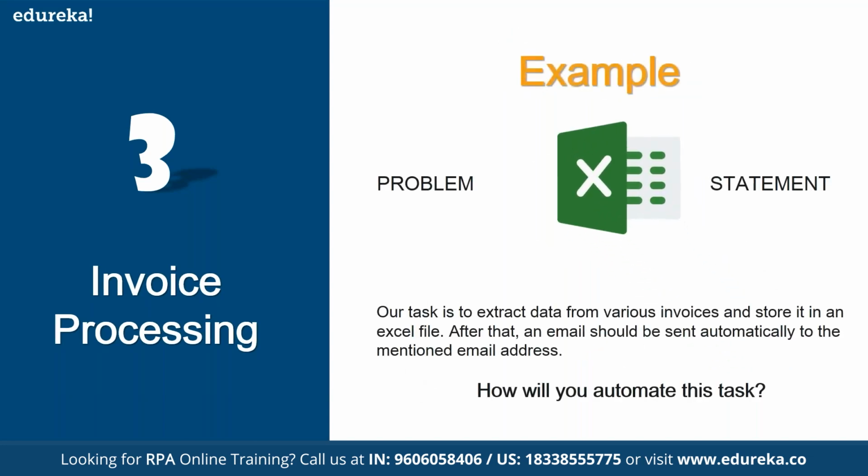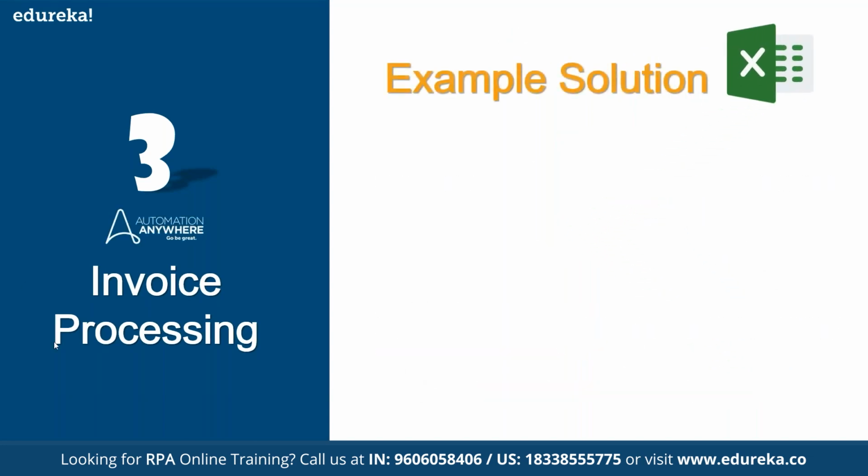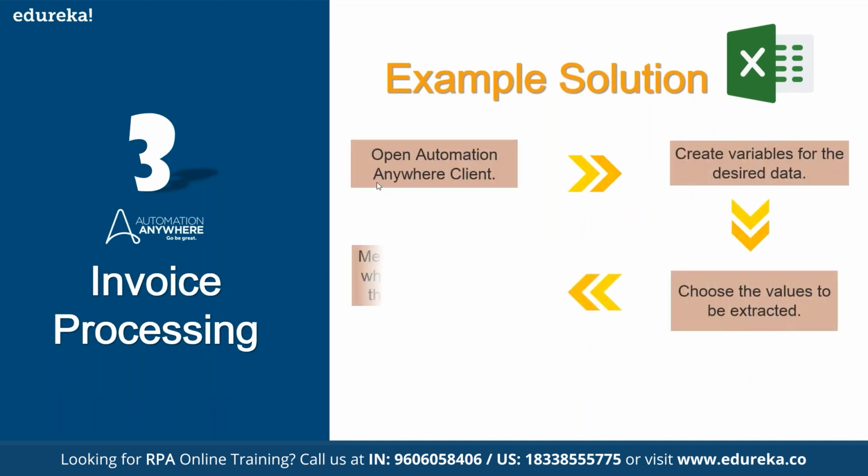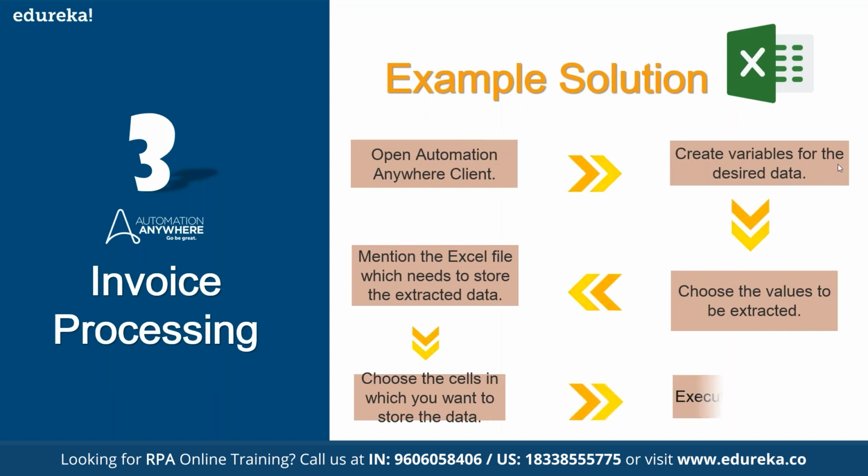And how is that done? This is shown in Automation Anywhere, so these terms are related to Automation Anywhere. Open the Automation Anywhere client, create variables for the desired data, choose the values to be extracted from the PDF, and mention the Excel file where the extracted data needs to be stored. Choose the cell where you want to store the data and execute the automation. So extracting specific data from a PDF and storing it in an Excel is one more project.